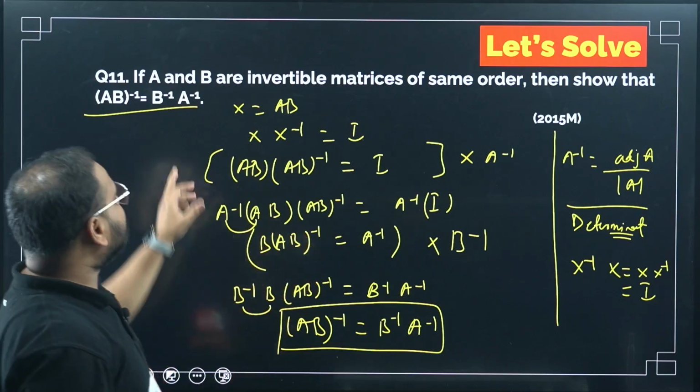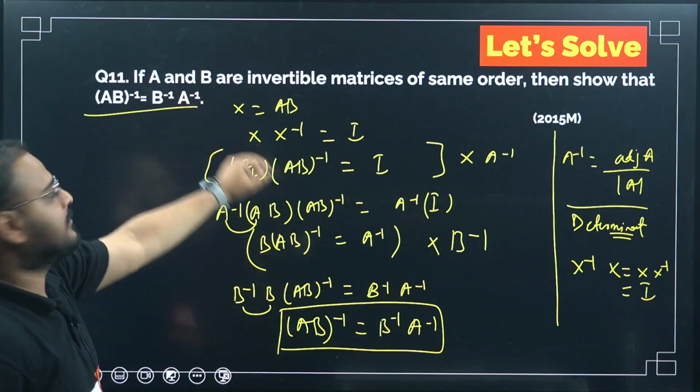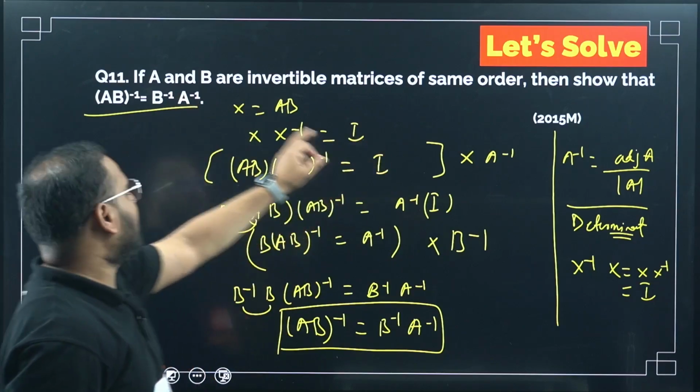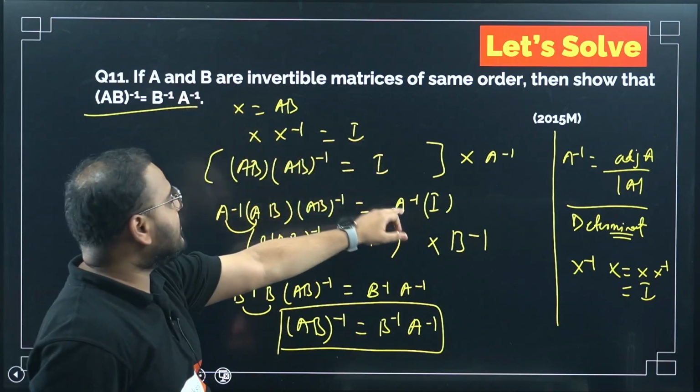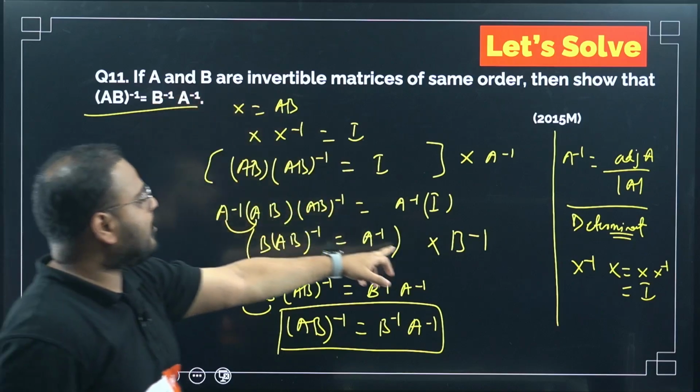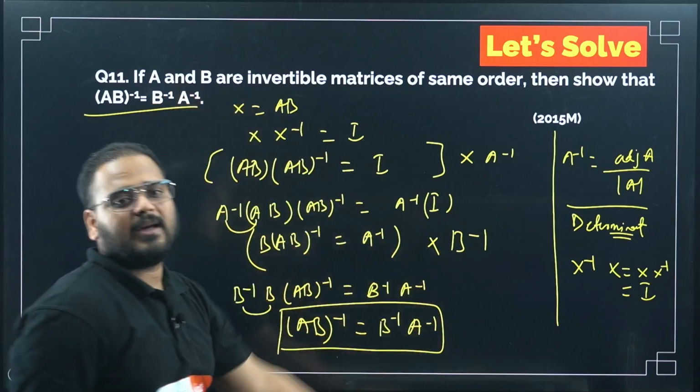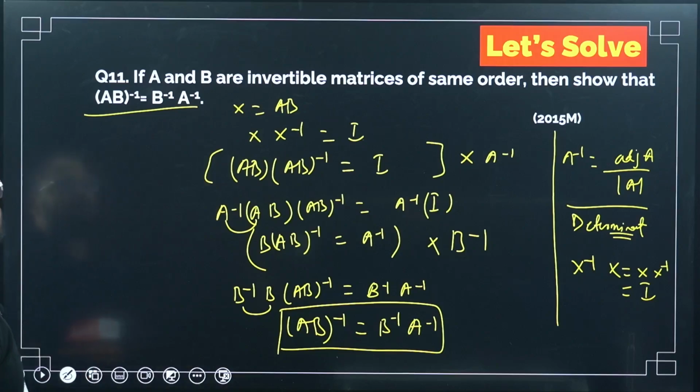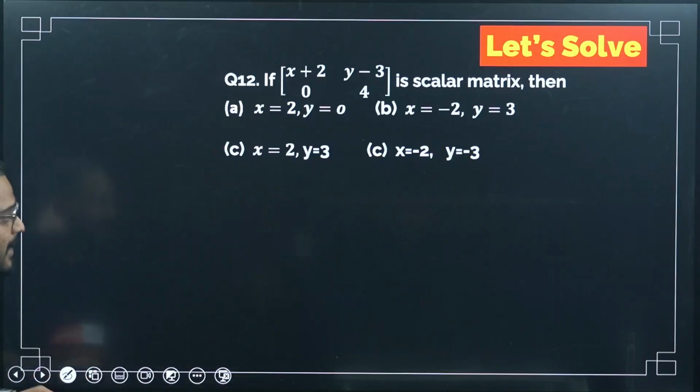And why did I do this? Because I wanted A inverse B inverse on the right hand side. RHS was only I. So I wanted first A inverse, so I took A inverse. I wanted B inverse next, so I took B inverse next. My answer is coming as what they were asking. Okay. Simple problem. Smart question but simple problem.